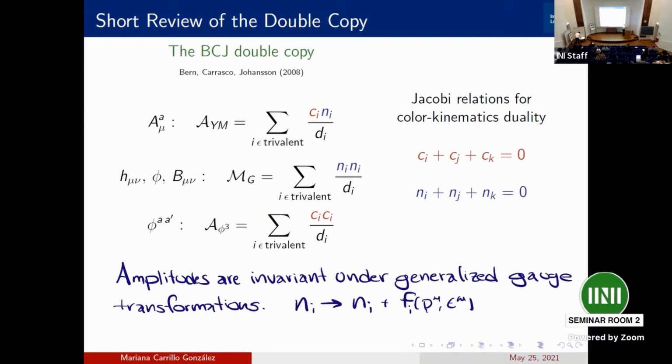But now that you have color and kinematics satisfying the same algebra, this allows you to play a game of replacing all your color factors, so removing the color in Yang-Mills and squaring the kinematics. So you're going to remove this c_i and put another factor of this n_i. And you're going to say, okay, this is my new scattering amplitude. Now you check that it is a physical amplitude, it has the correct poles, the correct factorizations, residues where they should be, branch cuts if you go to loops. And what you find is that it is invariant under linearized diffeomorphisms. So it's a gravitational amplitude.